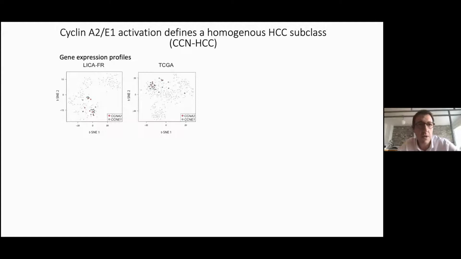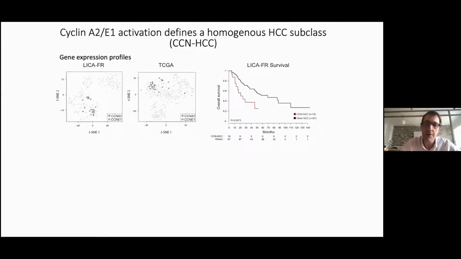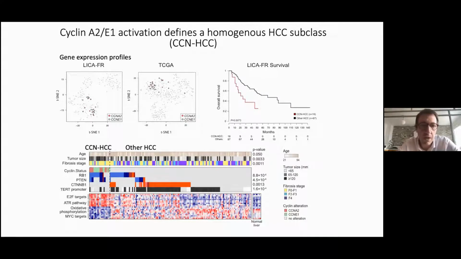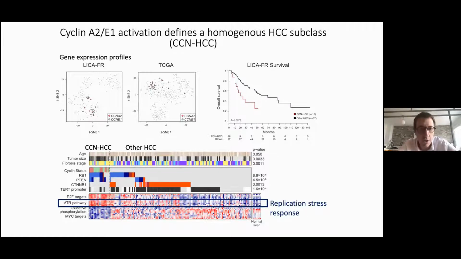We found that tumors with activated cyclin A2 or E1 define a homogeneous molecular group of HCC, as you can see on these gene expression-based classifications. They also have specific clinical features, in particular a poor overall survival. There are also large tumors, usually bigger than 10 centimeters, occurring in relatively young patients and in absence of fibrosis. At the molecular level, these tumors, called CCN-HCC, display a high frequency of RB1 and PTEN inactivation, as well as a striking activation of ATR pathway implicated in replication stress response.